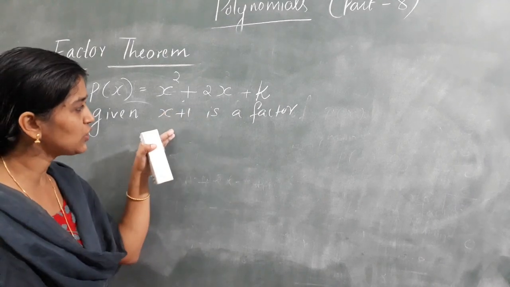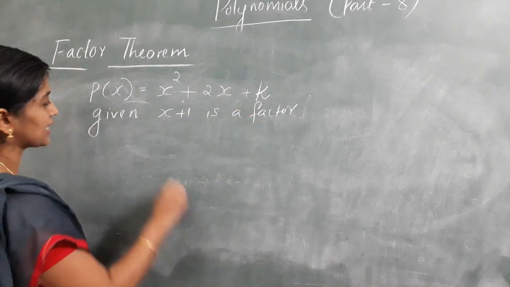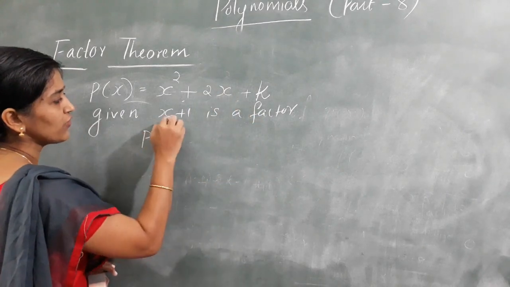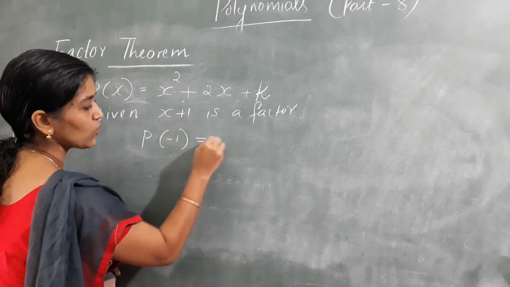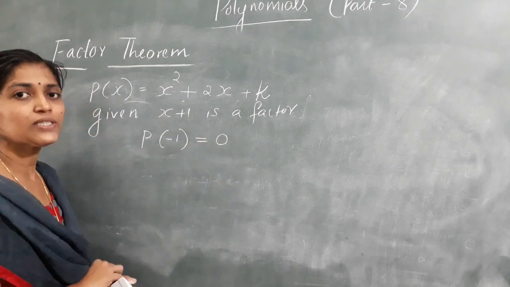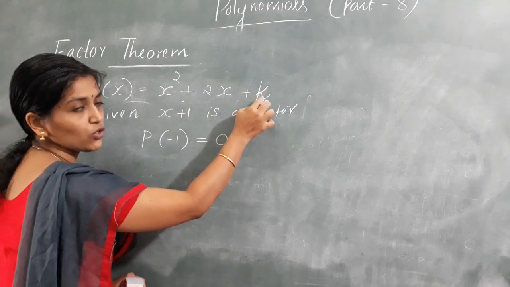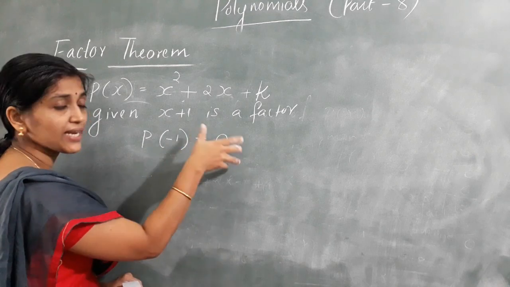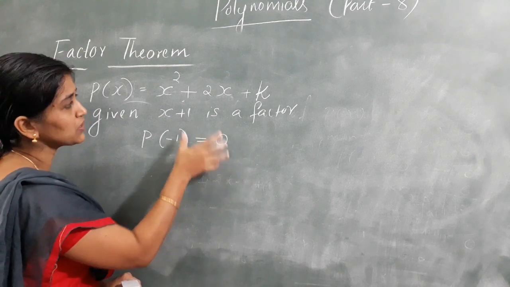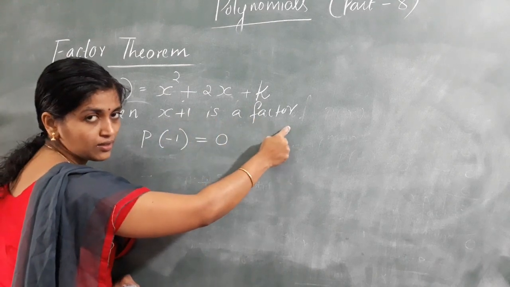If it is given to us that x plus 1 is a factor, we can directly take p of the zero of this one, which is minus 1. P of minus 1 equal to 0. So, taking p of minus 1 equal to 0, you are going to get the value of k. Is it clear? Why did we take p of minus 1 directly equal to 0? Because it is already given to us that x plus 1 is a factor.